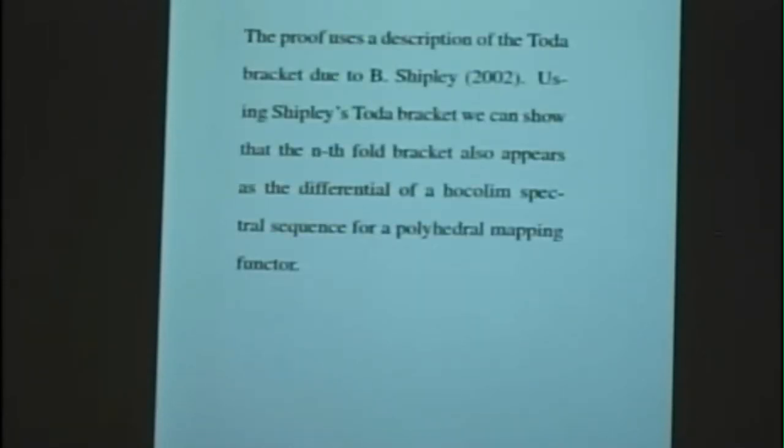And the proof uses a description of the total bracket due to Brooks-Shipley. And using generalizations of Shipley's work, you can actually show that the n-fold total bracket appears in the differentials of a suitable homotopy colimit spectral sequence. What other invariants of maps are stuck in the spectral sequence, I don't know, but I thought the total bracket would be a good example.